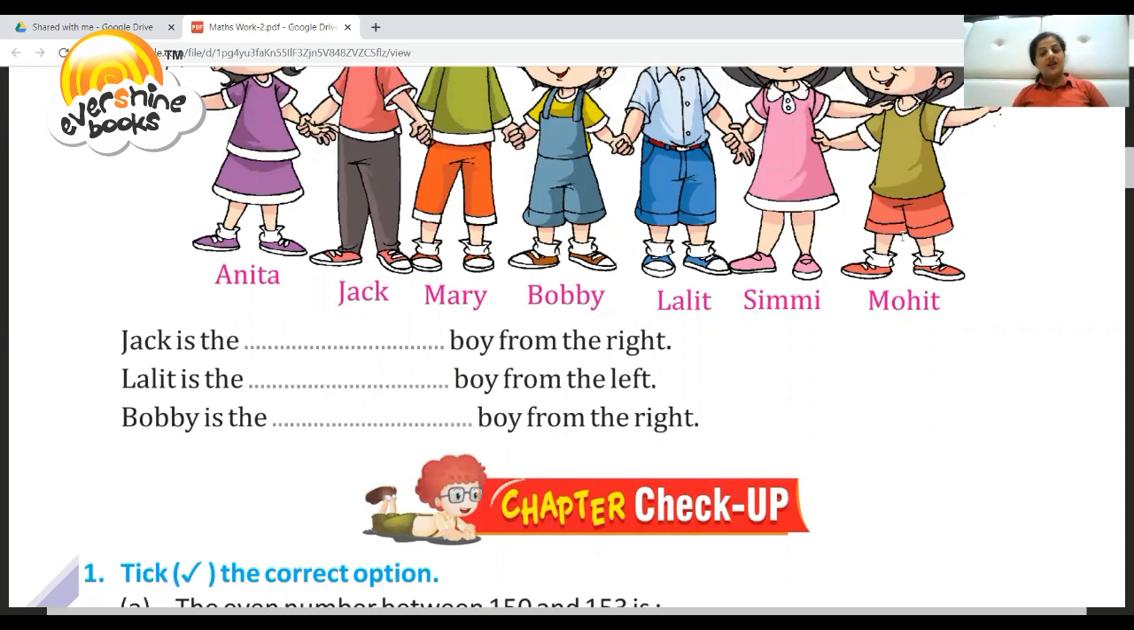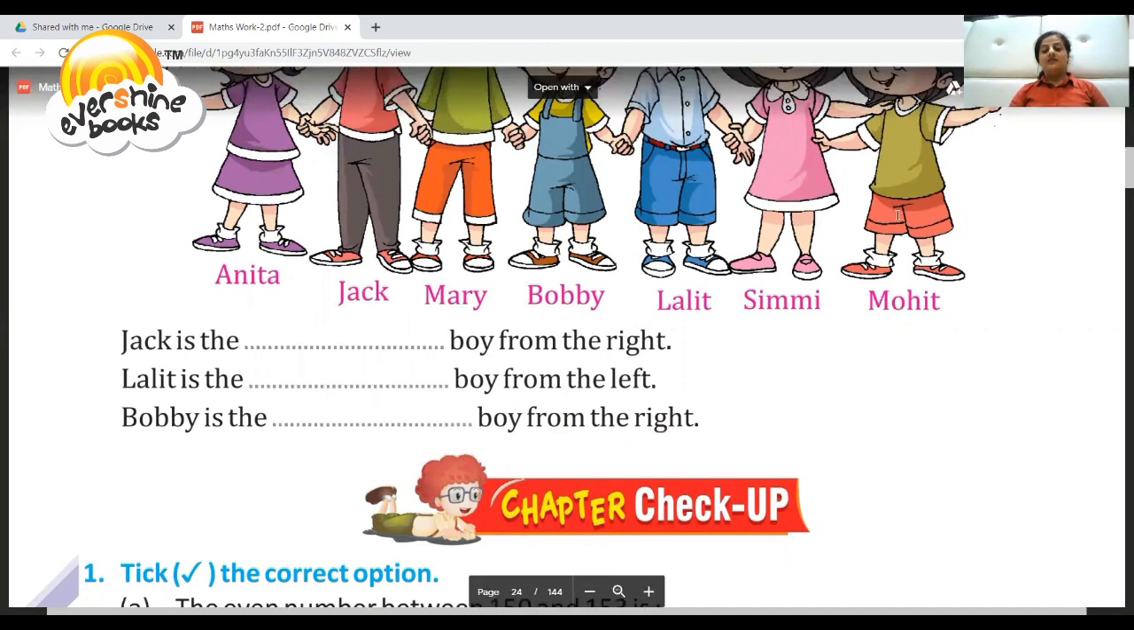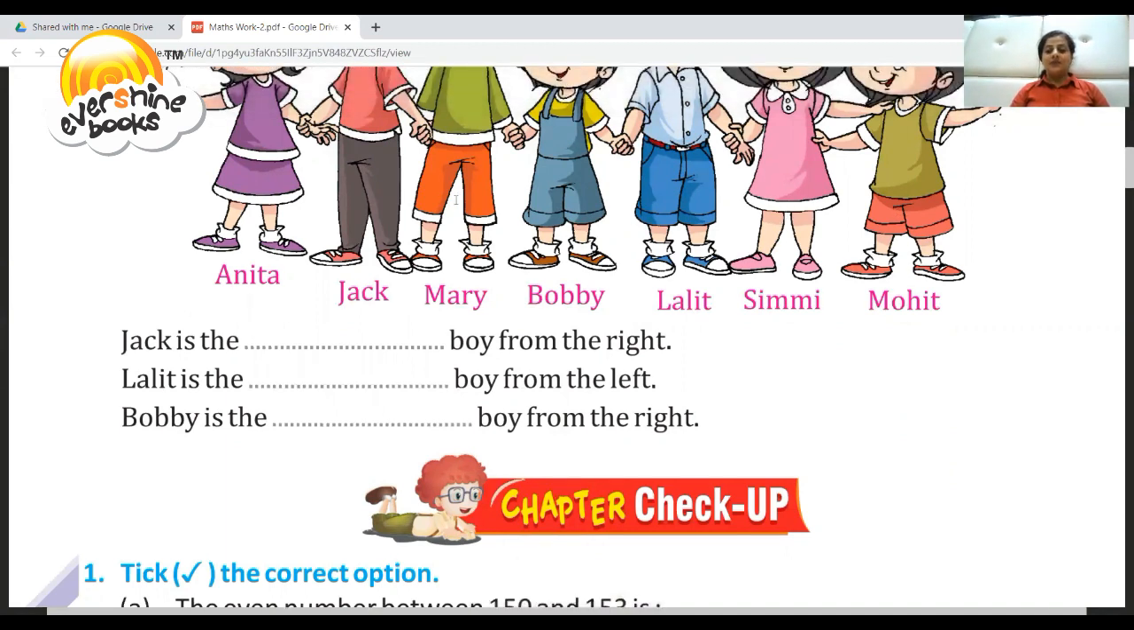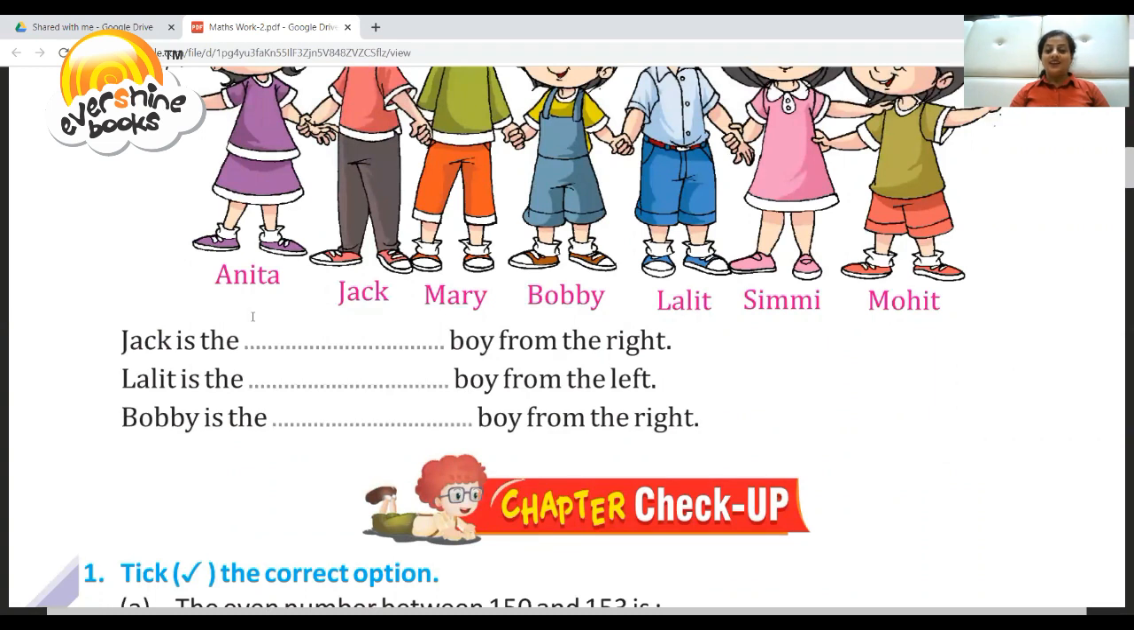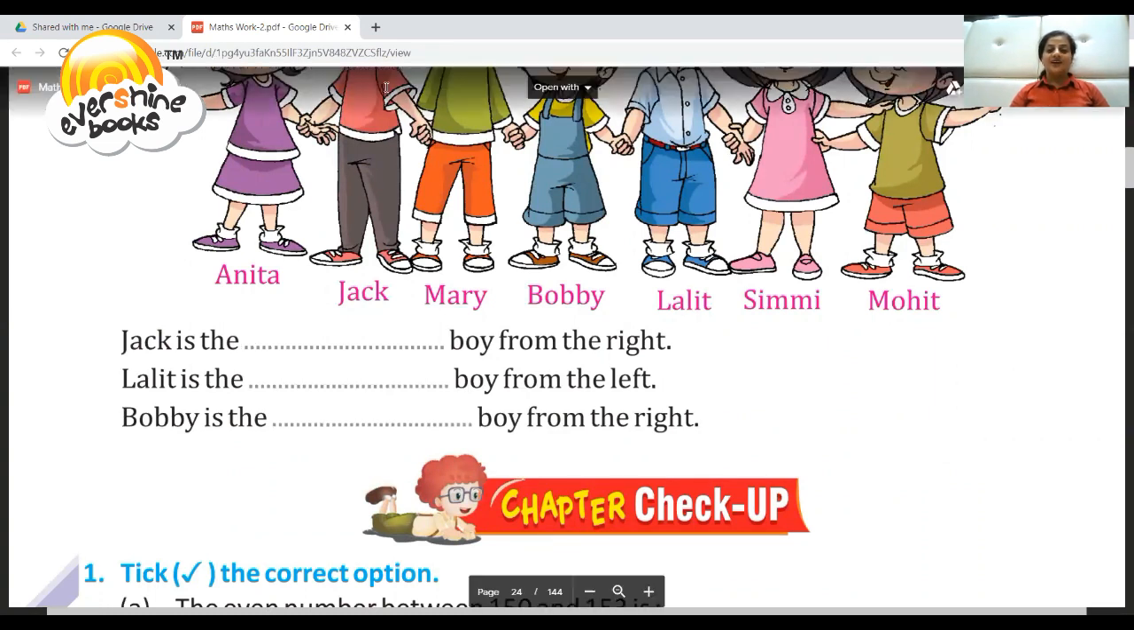Like Mohit is standing, it is first from the right side. Right is here and left is here. So Mohit is first, second is Simmi, third is Lalit, fourth is Bobby, and fifth is Mary, and Jack is at the sixth position. So we are going to write here sixth. Jack is the sixth boy from the right. Spelling of sixth is s-i-x-t-h.